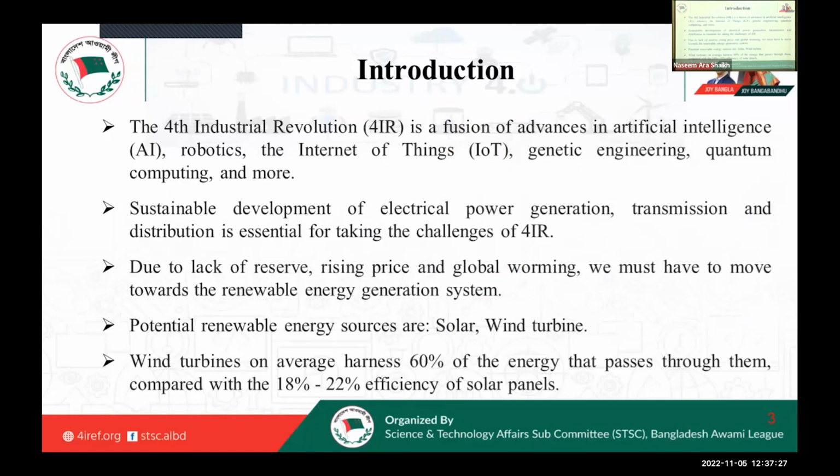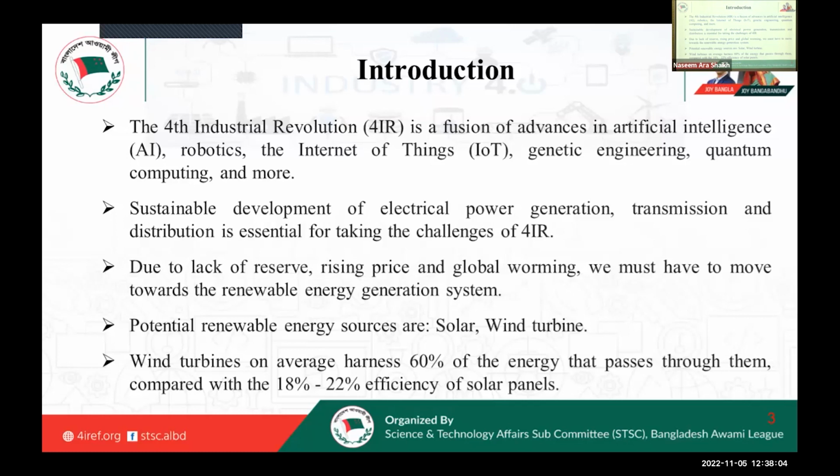So sustainable development of electrical power generation, transmission, and distribution is essential for taking the challenges of the fourth industrial revolution. And we are all aware that due to lack of reserve of fossil fuel, rising price, and global warming issue, we must move towards renewable energy generation systems. And on this issue, the Bangladesh government has also set a target to incorporate renewable energy generation systems by 2030 and 2050.